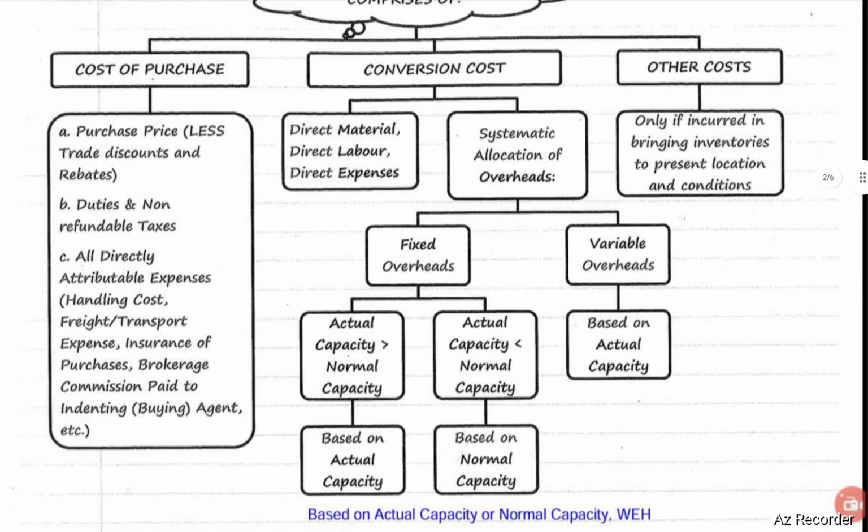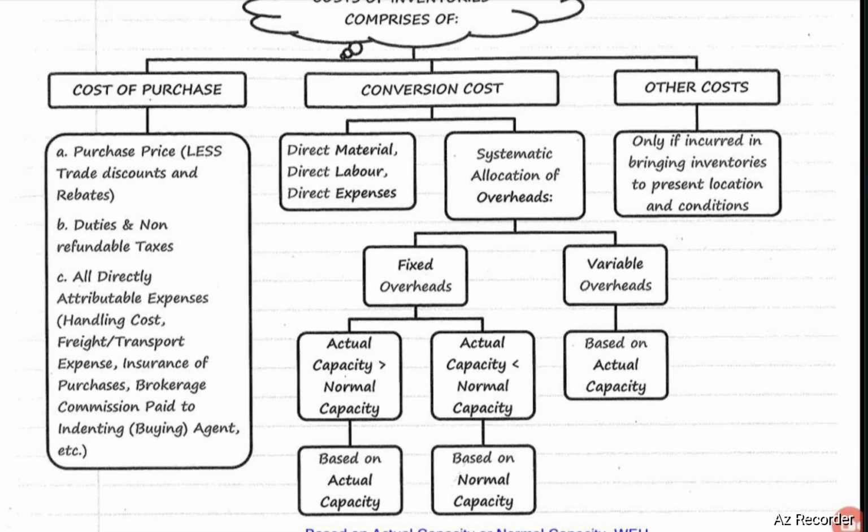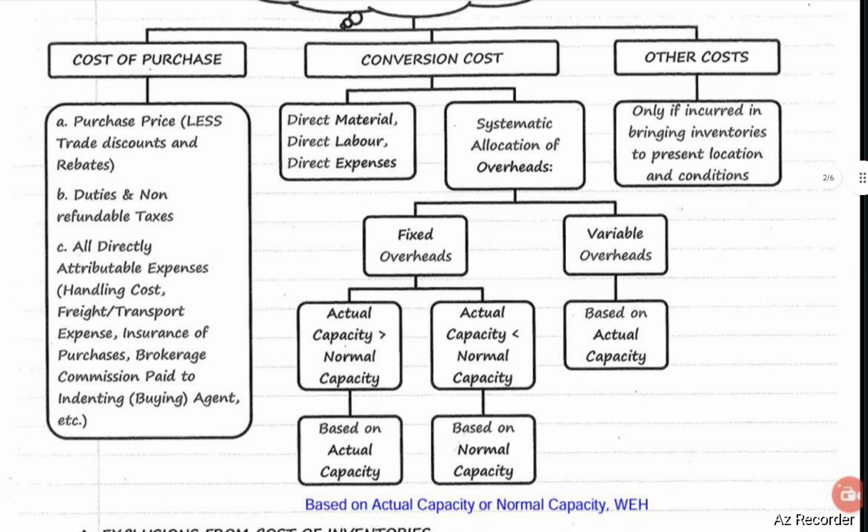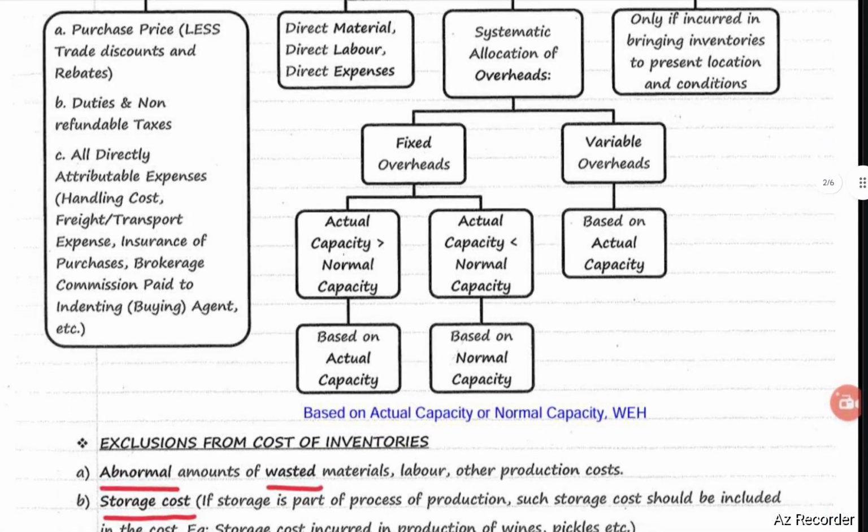Conversion cost. Conversion cost is of two types: direct cost and indirect cost. Direct cost includes direct material, direct labor, direct expenses. Indirect cost, that is overheads. Systematic allocation of overheads. Overheads are of two types: fixed overheads and variable overheads. Variable overheads allocation will be done based on actual capacity, whereas fixed overheads allocation will be done based on actual capacity or normal capacity, whichever is higher.